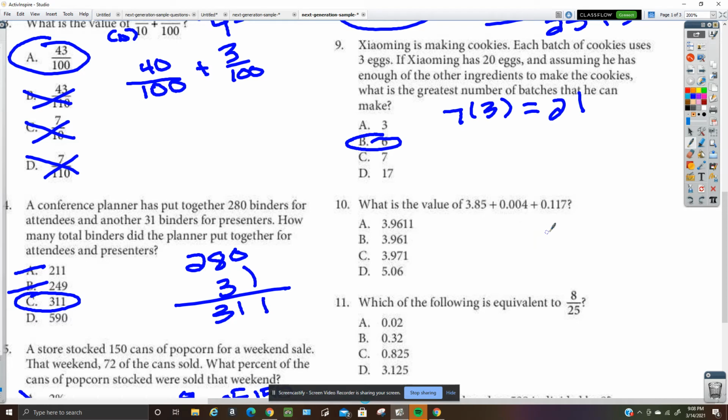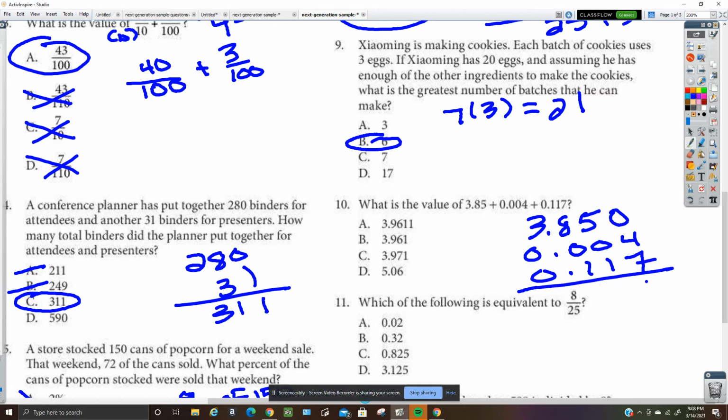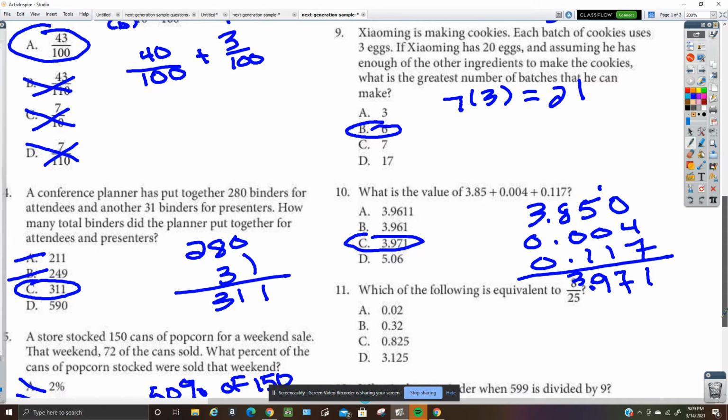And then this one, you want to line up the decimal points here and add. 3.85, 0.004, and add a 0 here, 0.117. So 11, carry 1, 7, 9, 3.971, which is equivalent to 8 over 25.